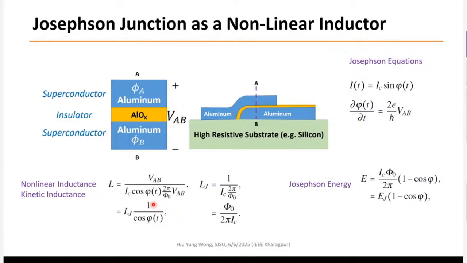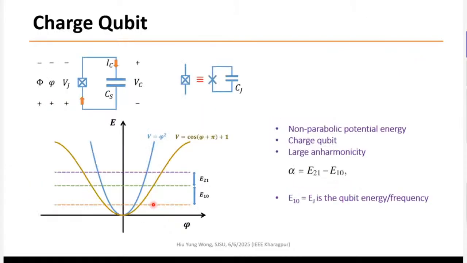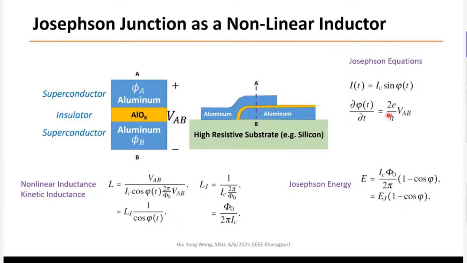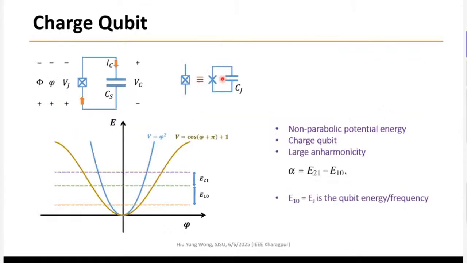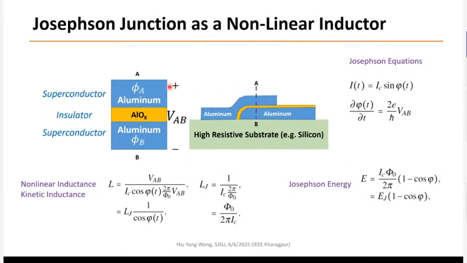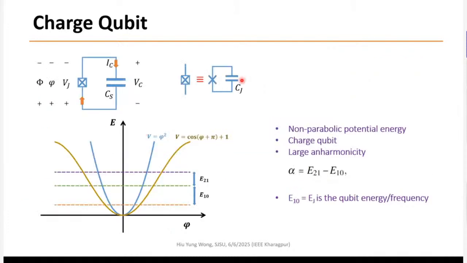For the details, you can Google or read my book. Now we have a non-linear inductor. We replace the inductor of the LC tank by this Josephson junction. Now, this is the symbol of the Josephson junction. It can be decomposed further into a cross and a capacitor. That cross represents this equation, the bare Josephson junction. Why do we have a capacitor in parallel? Because by nature, it is just a capacitor, metal, oxide, metal, right? So to model it, it actually has a parallel capacitor.